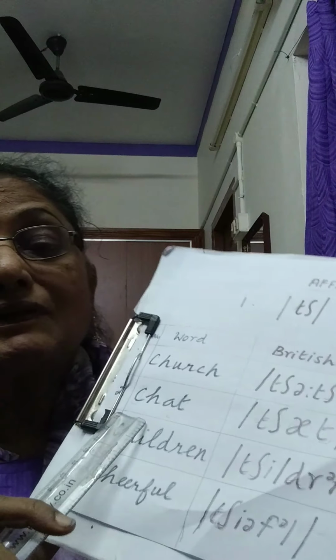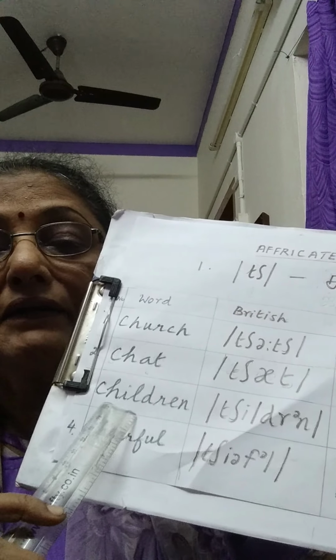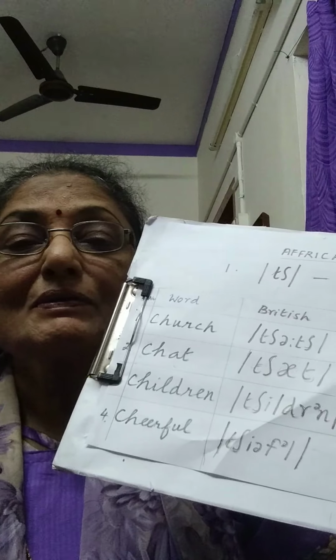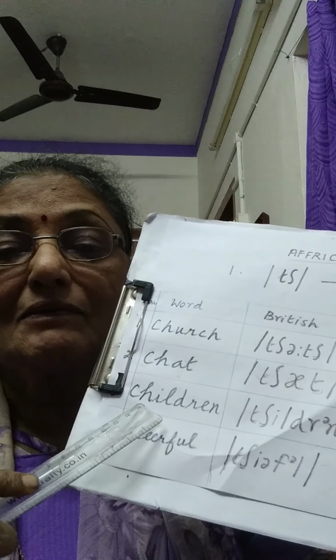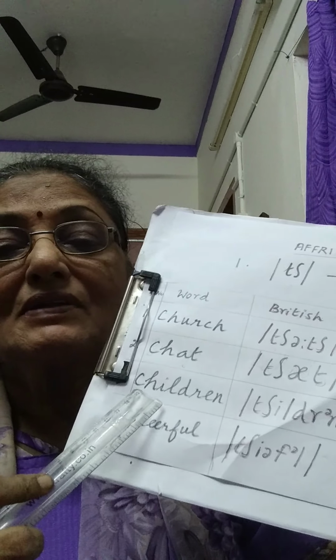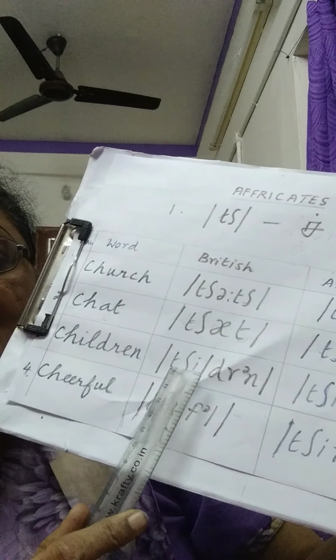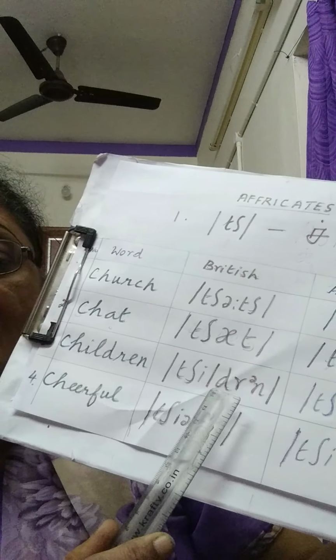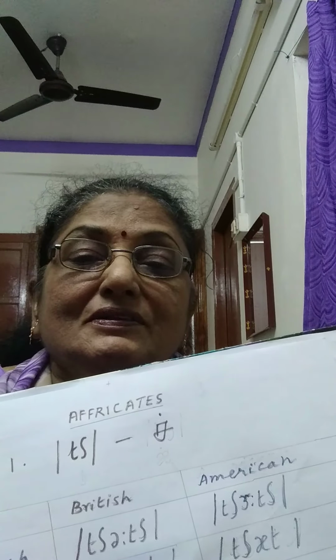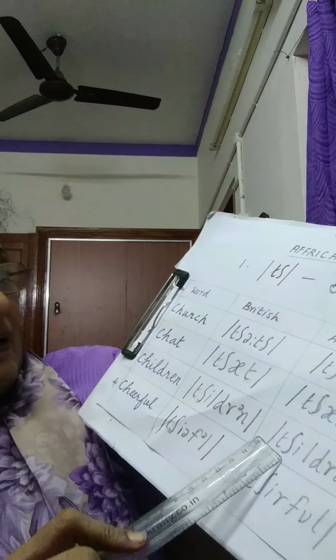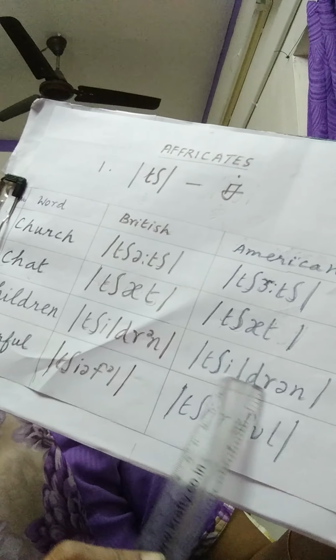Then let us take children. Many people will get confused because for cat and all we start with C, for that we have to put the symbol K. Here the sound is ich, so when the CH starts, we have to put this ich symbol. Children, or when you are telling in a weak manner, it will be children. When you want to give stress, we can say children. The pronunciation is the same in America also.